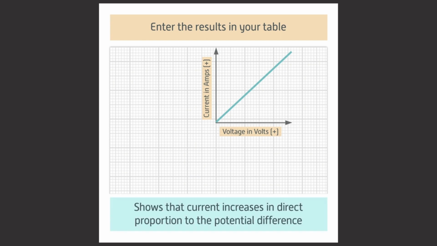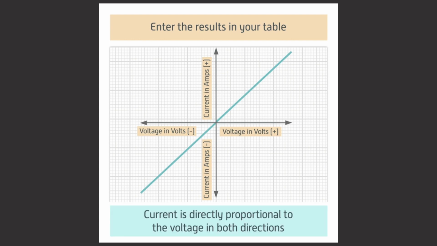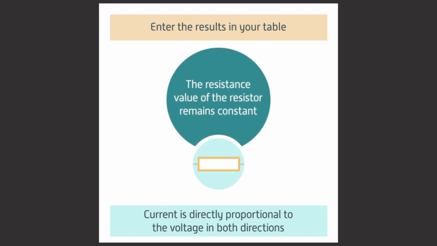The straight line passing through the origin shows that the current increases in direct proportion to the potential difference. If you reverse the connections of the power supply so that the current flows in the opposite direction, a combined graph would look like this. This graph shows that current is directly proportional to the voltage in both directions. This reveals that the resistance value of the resistor remains constant.